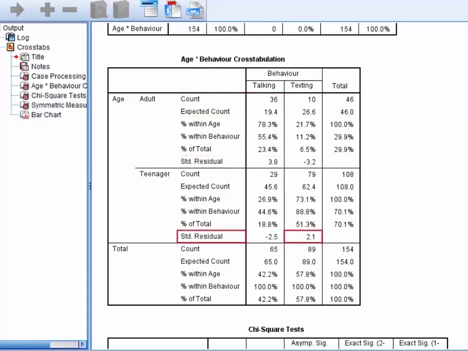Similarly, the standardized residual of 2.1 tells us that there were significantly more teenagers texting than would be expected if the two variables were unrelated.